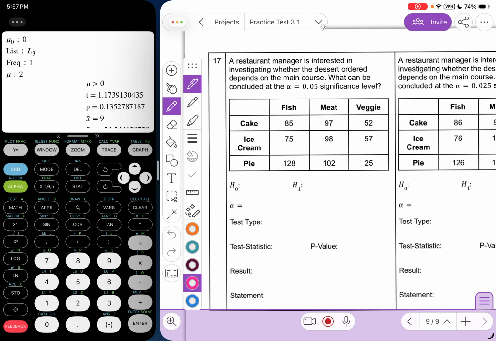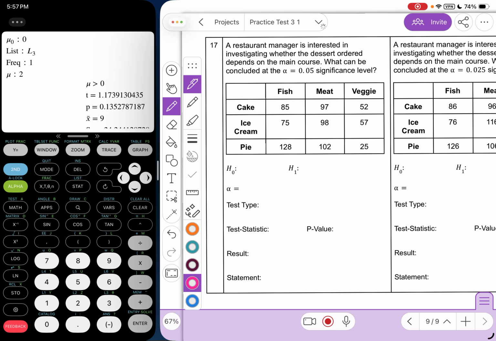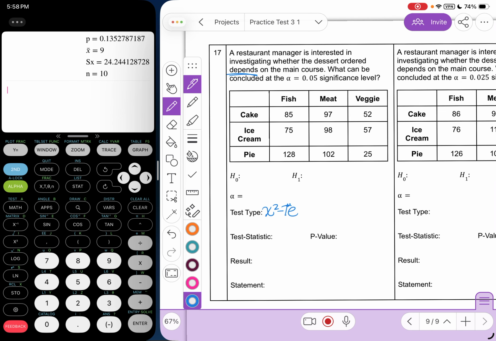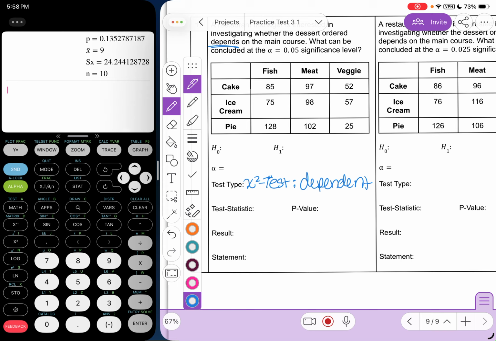All right. And then we have this one. A restaurant manager is interested in investigating whether the dessert ordered depends on the main course. What can be concluded at the alpha equals 0.5 level of significance? So it's asking us if it's dependent. So that's chi-squared test because it's saying dependent. For that, H0 is independent. H1 is dependent. They tell us it's the alpha equals 0.5 level.